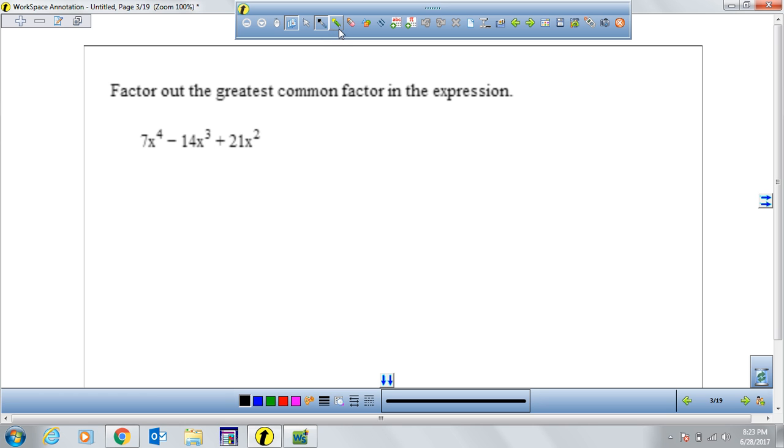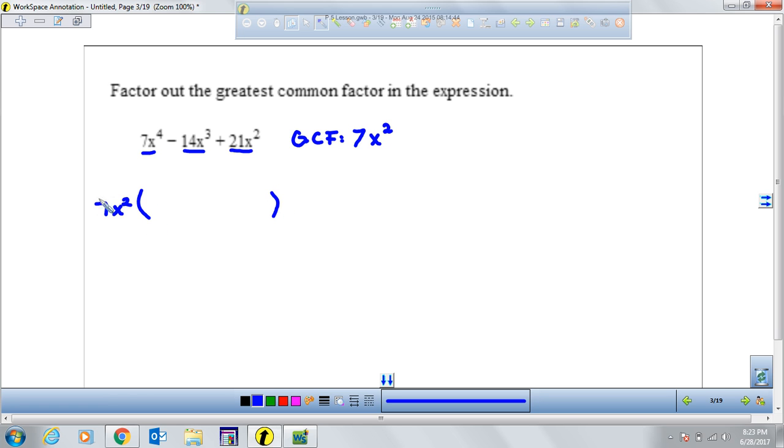In this particular problem, we can see that all of these terms can be divided by 7, the highest number that they can be divided by. So that would be my greatest common factor. But not only 7, since all of them have x in common, we can also factor out x's. The maximum number of x's that can be factored is x squared, because this last term doesn't have more x's to give. So we're going to factor the 7x squared from this polynomial.